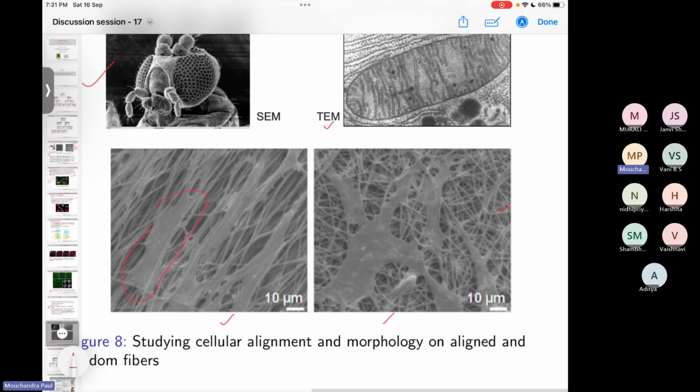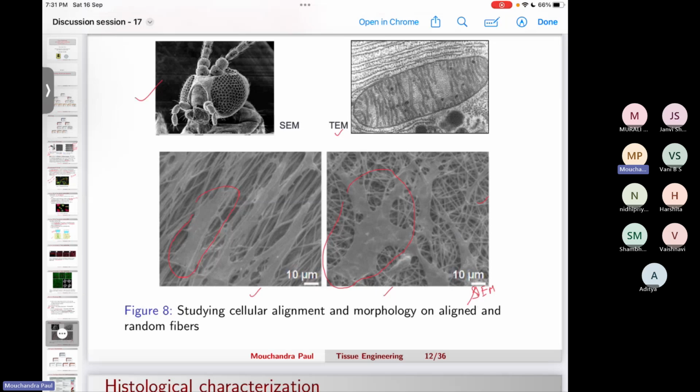They are trying to show how the cells have changed their morphology, like they extended their lamellipodia and grabbed onto the fibers. So this is another cell. This kind of morphological change happening on different types of scaffold geometry, you can see through SEM. These two are SEM images because the electron beam is falling on the surface.